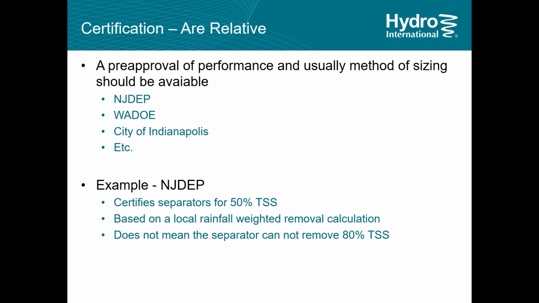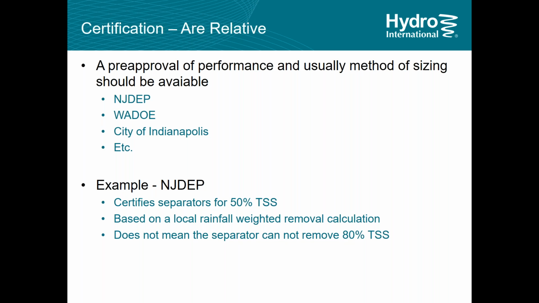Now, there are a number of places that certify the performance of a product. New Jersey DEP take the NJCAT data, and they will certify the BMP to a certain performance level. Washington DOE on the West Coast do a similar thing, but through a completely different process. There are places like the city of Indianapolis which have a table of BMPs. They list the BMP and they state its flow rate and what the performance is. And that is used as a design standard for their area.